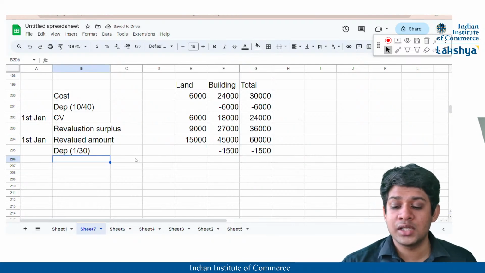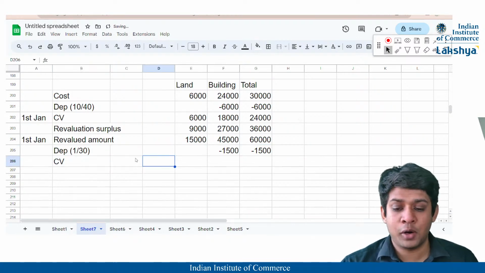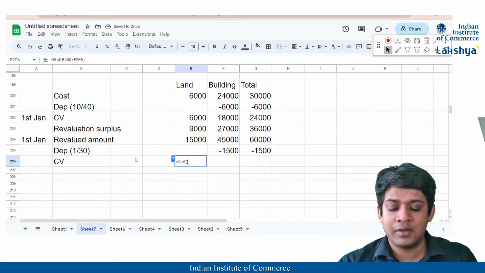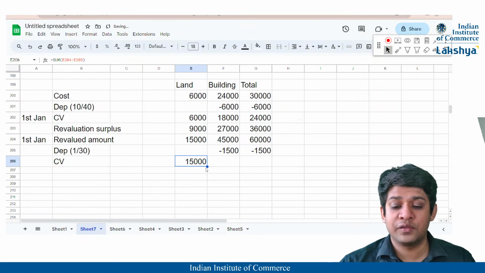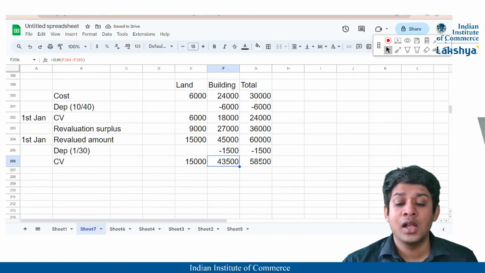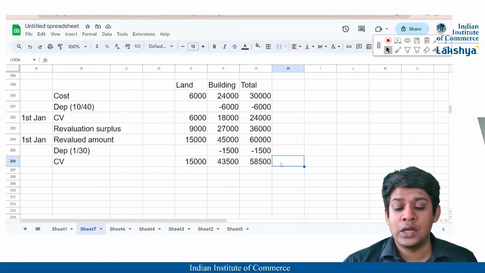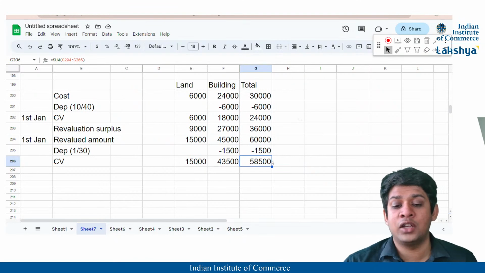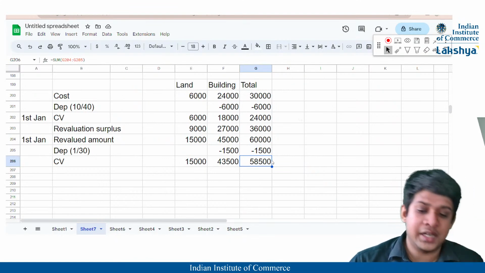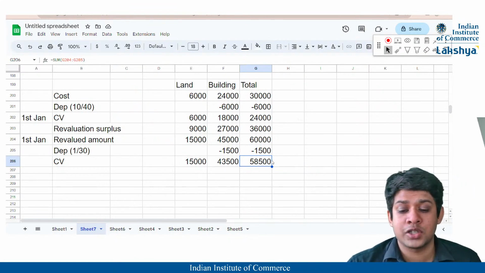So what is the carrying value of my property at the year end? The carrying value of my property at the year end is nothing but 15,000 for the land, 45,000 minus 1500, 43,500 for the building, and for the total, that is land plus building, it is 58,500. Correct? So we have calculated for the year end what will be the carrying value of my property, which will be stated in the statement of financial position.